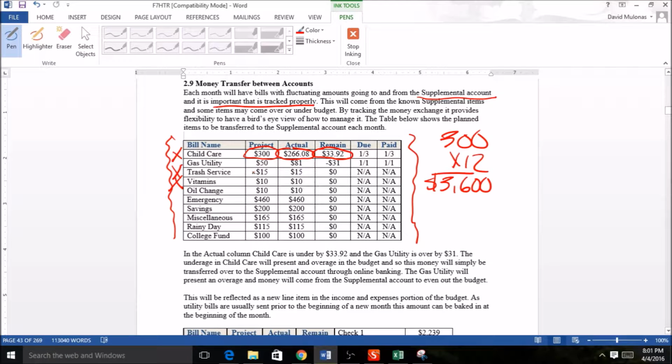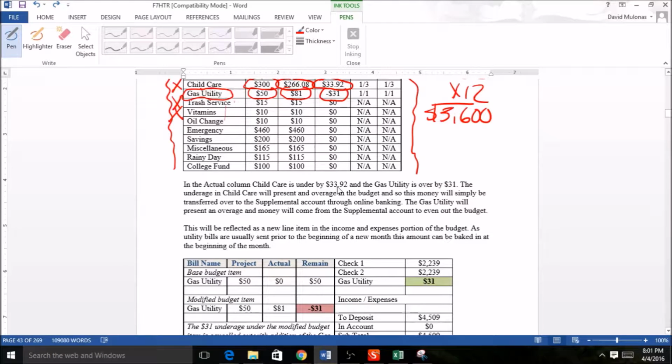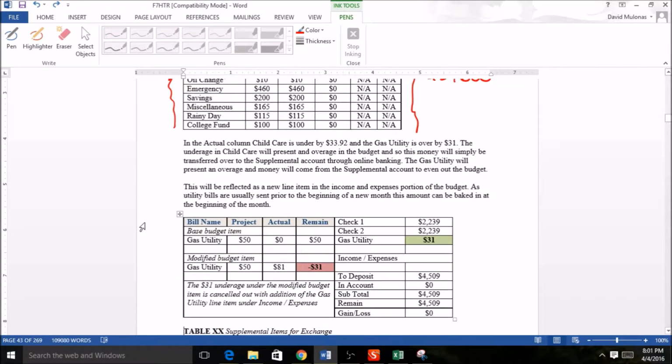Now, on the inverse, gas utility, which we're also going to project out in future chapters, was projected at 50, comes in at 81, a negative balance of 31. And as for the rest of these, they've all balanced out. They're all zeros. So with the gas utility, it's going to need $31 from another source to cover it. Okay?